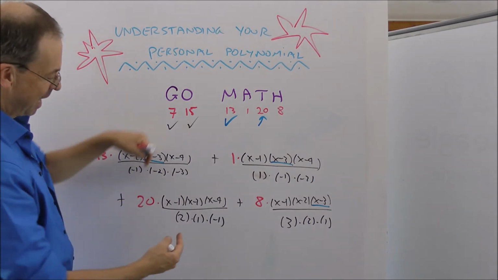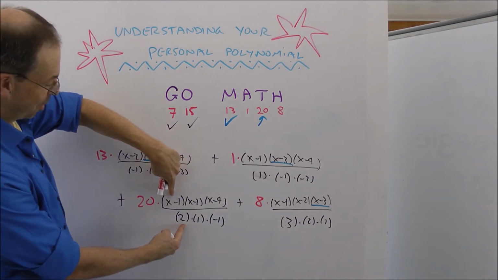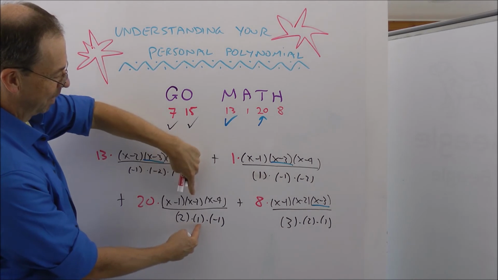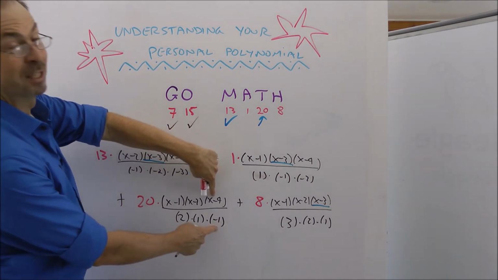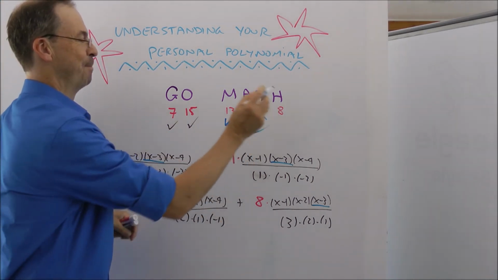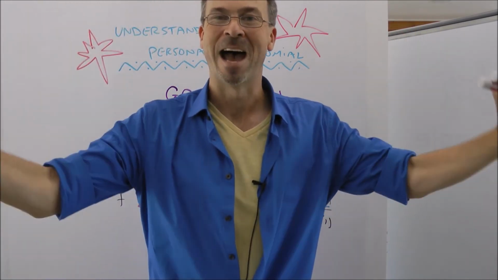This piece survives. And when x is 3, I've designed the denominator to match the numerator. 3 take away 1, 3 take away 2, 3 take away 3. So when x is 3, this is 20 times 1, which outputs 20. Go math, look at that.